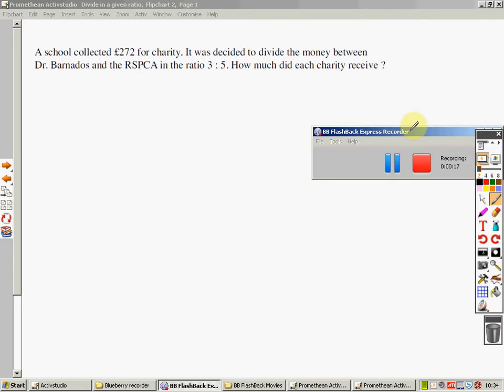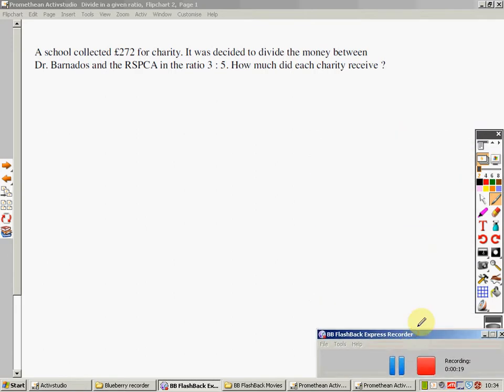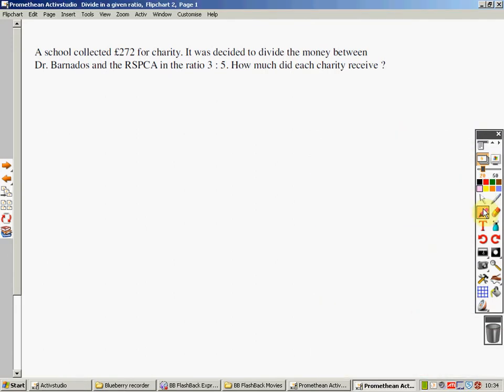Okay, first of all, just move that out of the way. Identifying the question is really crucial here because it's often quite wordy. A school collected £272 for charity. It was decided to divide, so there's a big tip there, the money between Dr. Bernardo's and the RSPCA in the ratio, and that's really where you need to identify the question technique we're going to use. And when you see that, the technique you're about to see is what you need to be doing.